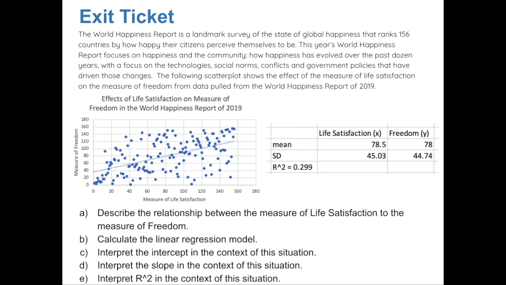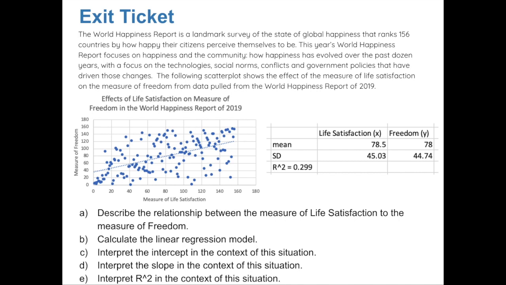And your exit ticket. The World Happiness Report is a landmark survey of the state of global happiness that ranks 156 countries by how happy their citizens perceive themselves to be. This year's World Happiness Report focuses on happiness and the community, how happiness has evolved over the past dozen years, with the focus on the technologies, social norms, conflicts, and government policies that have driven those changes. The following scatter plot shows the effect of the measure of life satisfaction on the measure of freedom, from data pulled from the World Happiness Report of 2019.